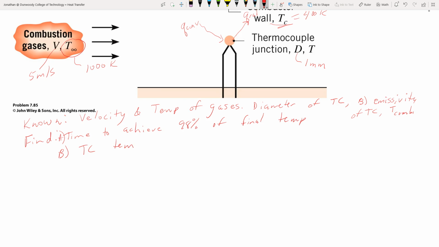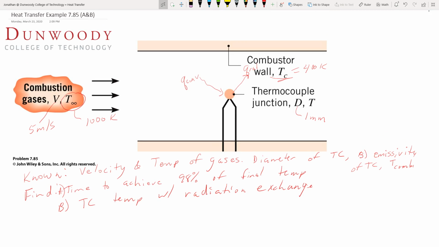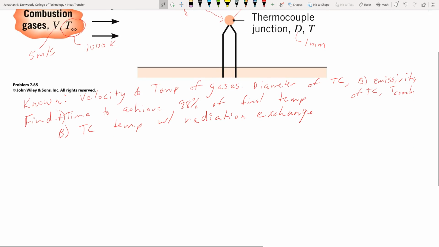Part B, TC temp with radiation exchange. And then we're going to skip part C, where we would vary this velocity of the exhaust gases. That would maybe make some sense to do in a computer tool or an Excel sheet, something of that sort. Our schematic, we've got the image from the textbook, so we're good to go with that. So we're going to jump ahead to properties.